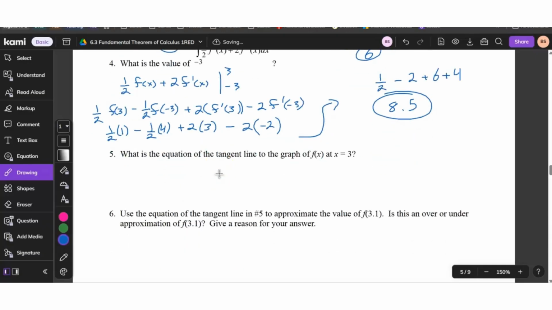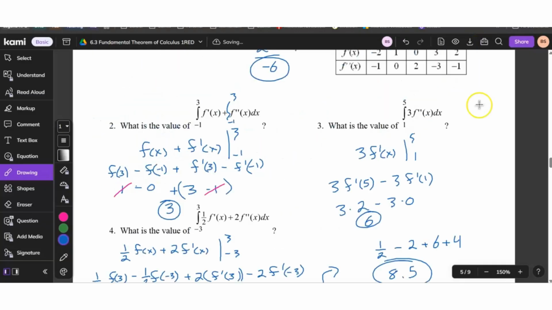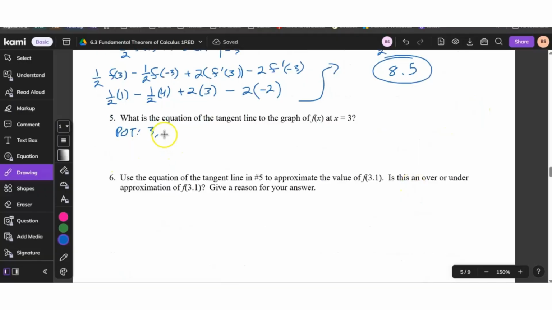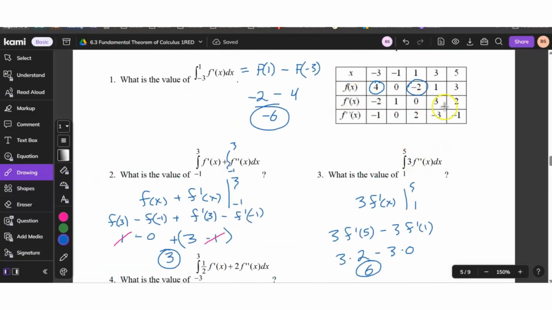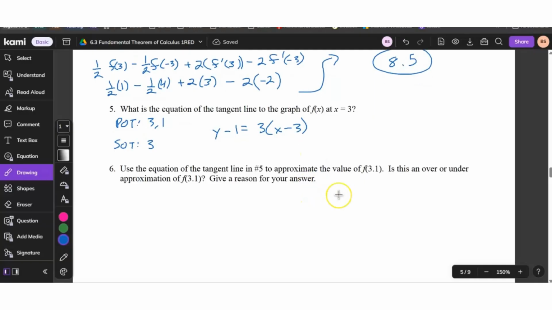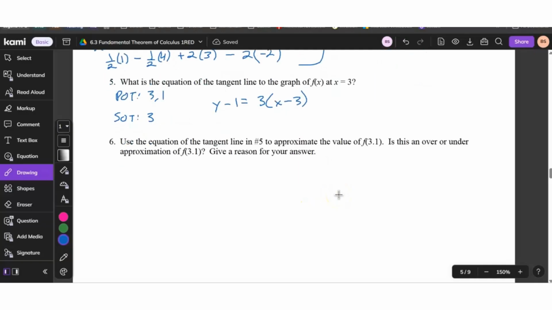What is the equation of the tangent line to the graph at x equals 3? Well, I need my point, which is 3 and when x is 3, 1. And my slope, which means that now I need f prime of 3. F prime of 3 is 3. So, y minus 1 equals 3 times x minus 3. Done.